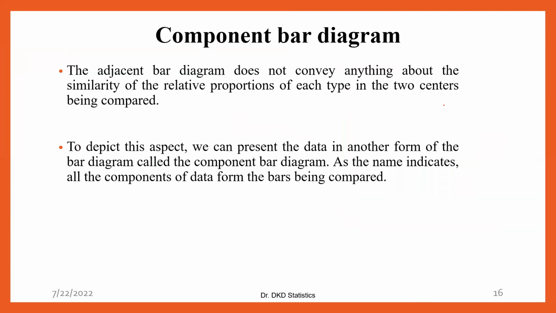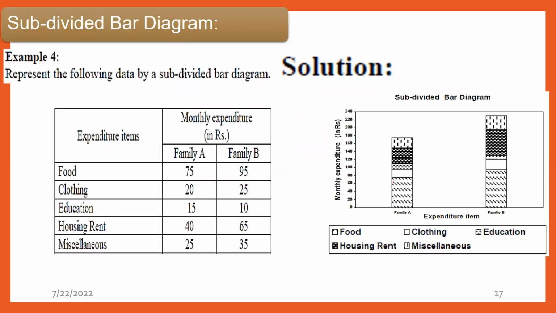Now the next point is the component bar diagram. The adjacent bar diagram does not convey anything about the similarity of the relative proportions of each type in the two centers being compared. To depict this aspect, we can represent the data in another form of bar diagram called the component bar diagram. As the name indicates, the component data form the bars being compared. So we can get more clarity with the help of examples here.